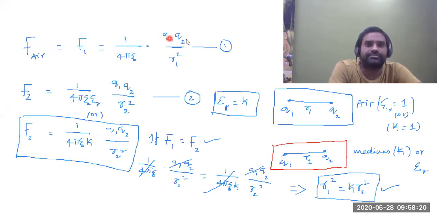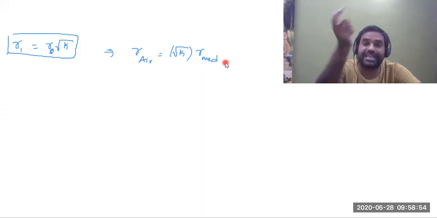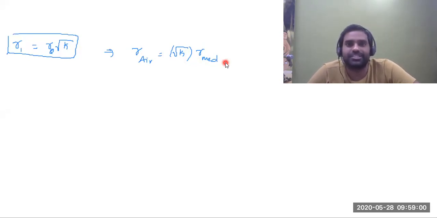See, in F air, this is a force I'm taking, students, and F medium, this is a force I've taken. Now suppose if the two forces are same, then I can write R1 square is equal to K into R2 square. Now you see, R air is equal to root K times R medium. Very simple. If you want to maintain the same force as medium in air, then the separation between the charges should be increased by root K times in air. Like this you will remember.